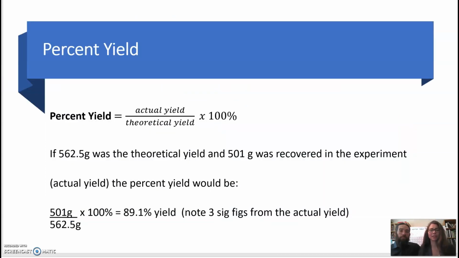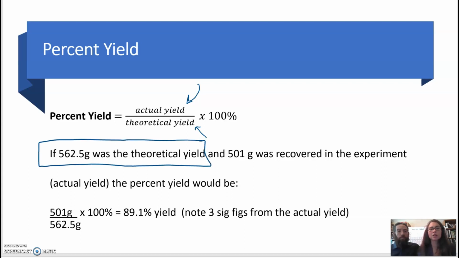So how do you calculate percent yield? This is the formula. Your actual yield is what would be provided for you in the problem, and your theoretical yield, you usually have to calculate. So your actual yield divided by your theoretical yield times 100. For example, if you calculated that the maximum amount you could make was 562.5, and the problem told you that you had 501 grams recovered, produced, measured, those are all words that you might see in a problem, then you would set up your division, multiply by 100, and get your percent yield.